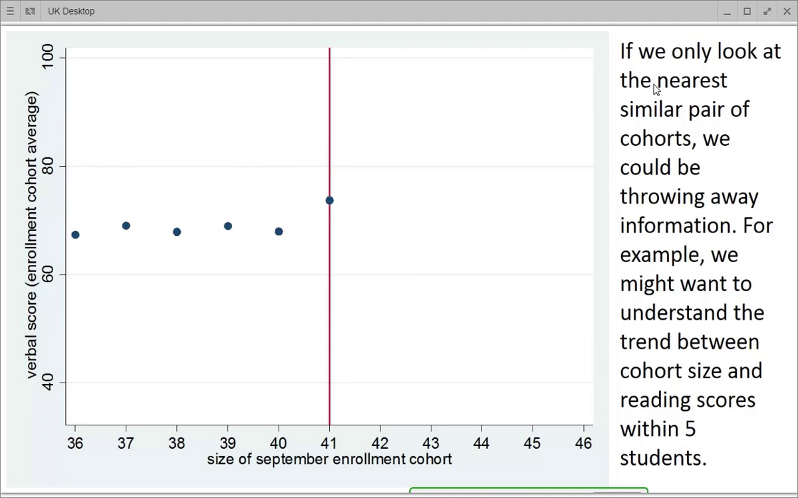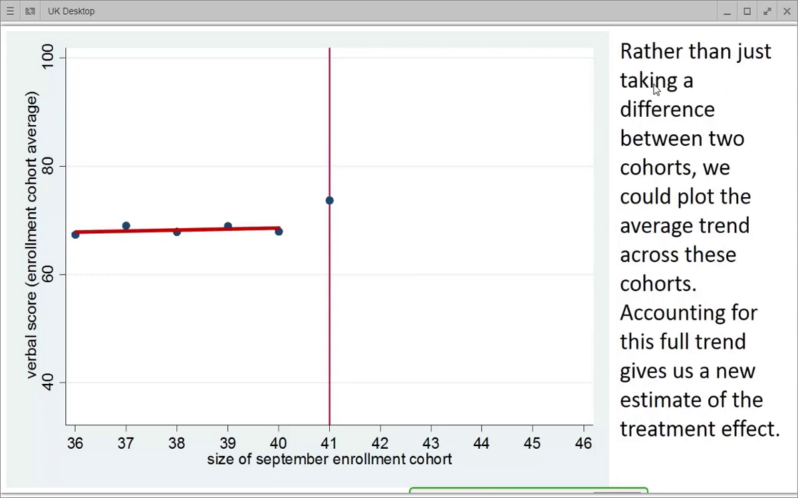in this case from 38 to 39 students, the closest difference in nearby cohorts, we could be throwing out information. We can always expand our bandwidth or our window in which we're looking at trying to identify the treatment effect to cohorts of progressively smaller and smaller sizes. Now, if we're truly trying to get at what sort of trend exists between increasing cohort size and test scores for all the large classroom cases, we could actually plot a trend across a greater set of data points.